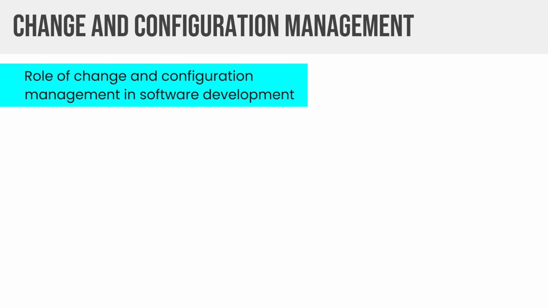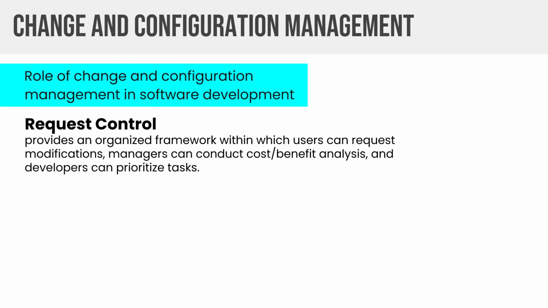So let's talk about change and configuration management in the context of software development. So there's request control, which provides an organized framework. So users can request modifications and managers can look at those requests and basically perform a cost-benefit analysis. They can prioritize these tasks, prioritize the development backlog. Is the request reasonable? Is it affordable?